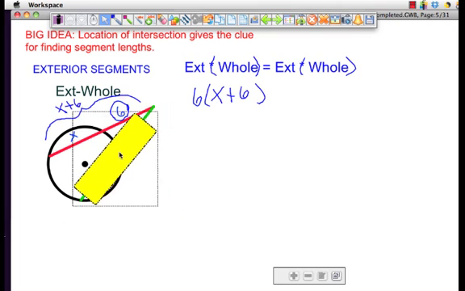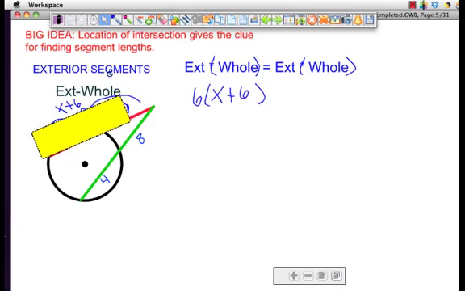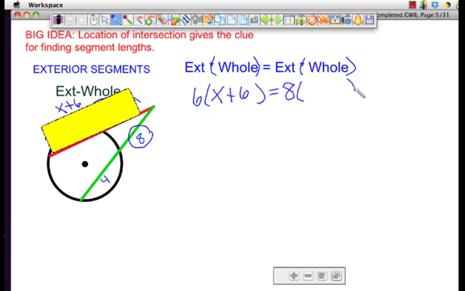Now take a look at the bottom one, at the green one. Ignore what's on top for a second, and just focus on that green part. What is the exterior piece of that green segment? Just the outside piece. It's 8. Look at that green piece. What's the whole piece? 12. 4 plus 8 makes 12. So the whole piece is 12, and now all you have to do is algebra.